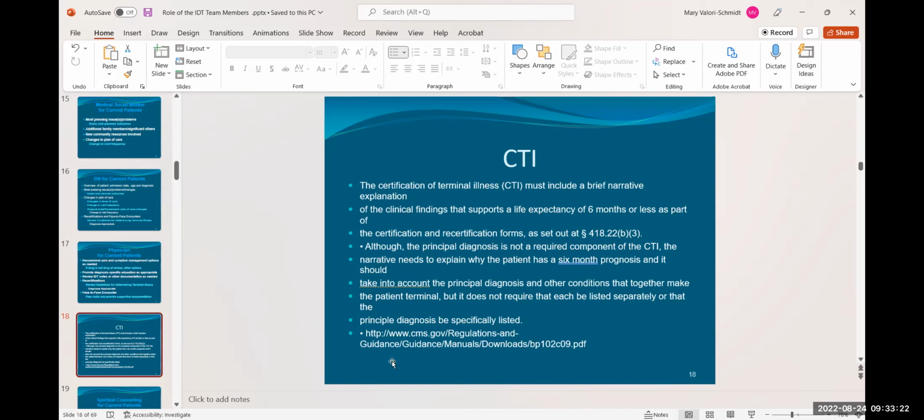If anybody wants to see what Medicare says about what the CTI must include, there is the link at the bottom of that page, right? See what it says here? Although the principal diagnosis is not a required component of the CTI, the narrative needs to explain why the patient has a 6-month prognosis, and it should take into account the principal diagnosis and other conditions that make the patient terminal. So in other words, would you be shocked if this person passed away in 6 months or less? If the answer is no, and it's cumulative, that's okay. We can figure it out. Medicare says that's okay.